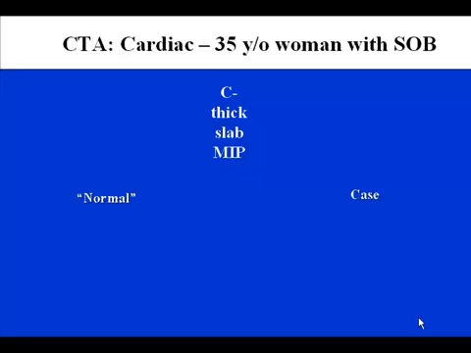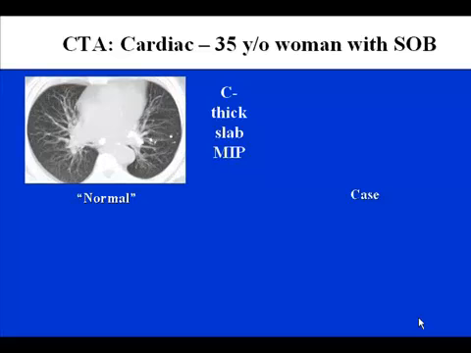Let's try to put this all together then. Let me remind you what a normal lung window looks like. This individual on the left has a number of calcified nodules in the lung surfaces, but importantly you can see very nicely that the pulmonary parenchyma or blood vessels go all the way out to the periphery. Now let's look at the case here.